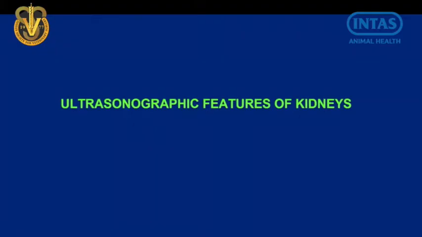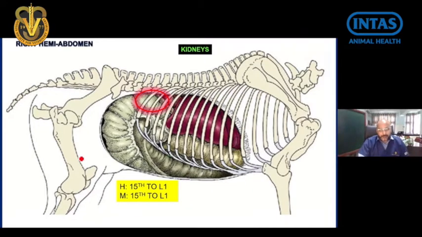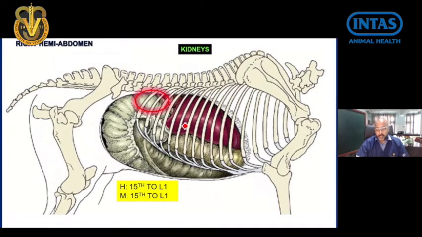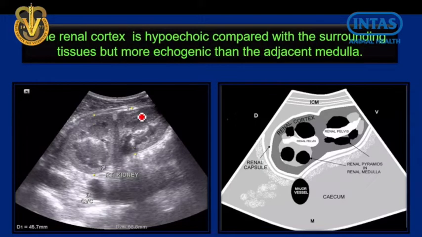Then coming to the kidneys. You will find the kidneys here, in the 15th to 11th region. This is the left hemiabdomen here. That one is on the right side, and that is on the left side. Okay. This is how you look at the kidney. It's a beautiful picture of the kidney here. I think you can correlate; just see here and here. You can match. If nothing is clear to you, if you see the slide, the structures will be clear to you.